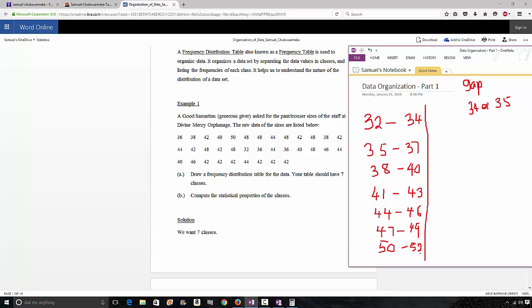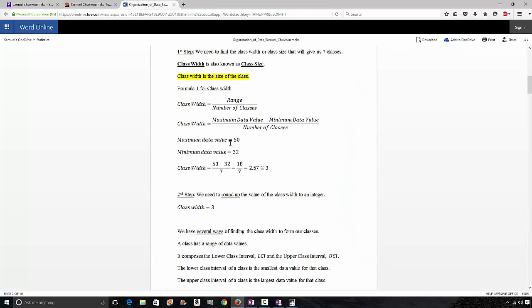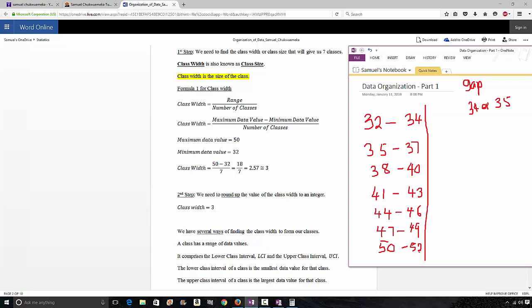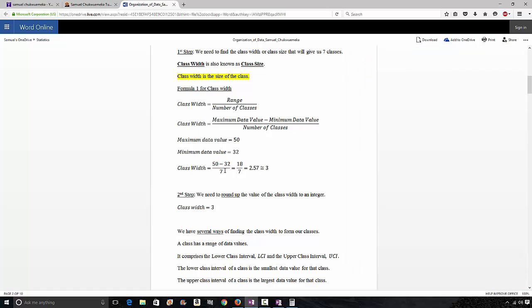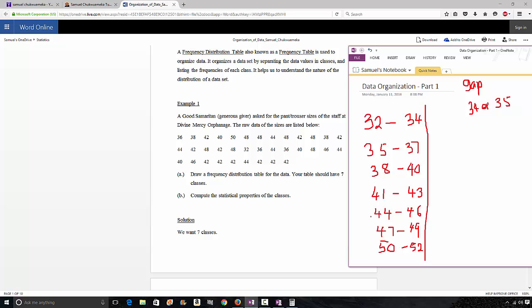Now you want to make sure that the lower class interval of the first class and the upper class interval of the last class include all these values. Remember, our minimum is 32 and our maximum is 50. The maximum class limit here is 52, so it is included, and it still makes up 7 classes. If you used, let's say, 30, you could still make it up, but be careful what you use. I use 32, someone else might use 31, someone else might use 30. But all in all, you want to make sure, number one, that it is 7 classes, because the question says you should use 7 classes, and number two, that all the data values are included in these classes.